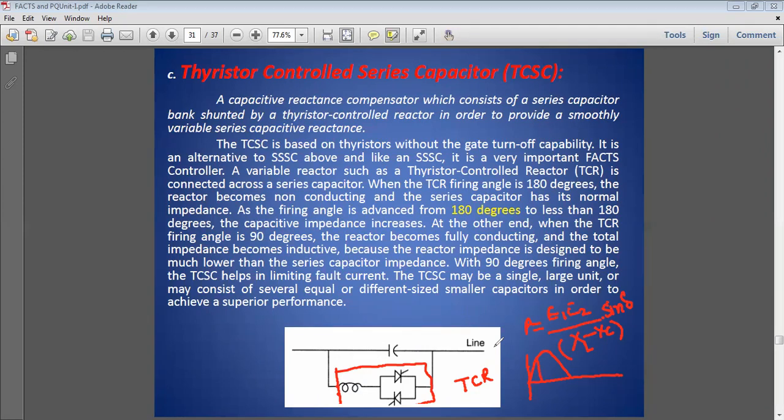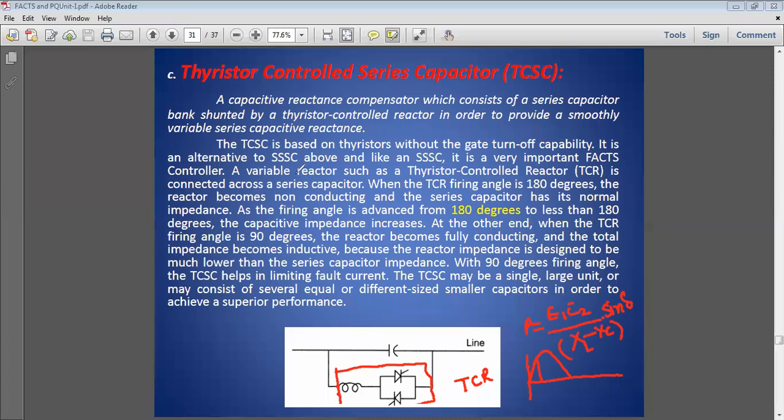The TCSC, that is a thyristor controlled series capacitor, is based on thyristors without gate turn-off capability. Here, whatever thyristor valves we are using are without gate turn-off. They can be turned on with a pulse, but cannot be turned off with the help of a pulse. Okay, it is an alternative to the SSSC.